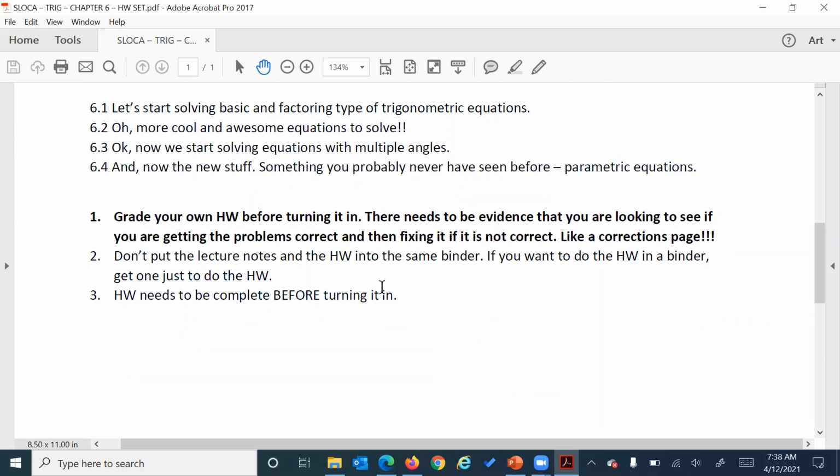Grade your own homework before turning it in. I do need evidence of the fact that you have graded it. If it's a major fix, then there's usually a correction page after the homework, so you put that there. If it's a minor thing, I see you put it in the margins, that's cool too. Be good. But somewhere we're grading it here. All right, I think that's it.